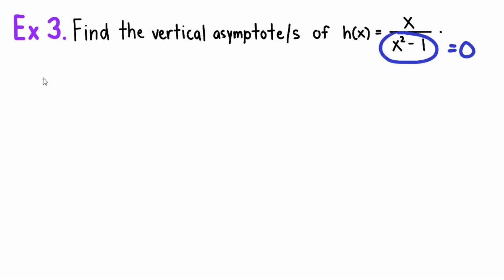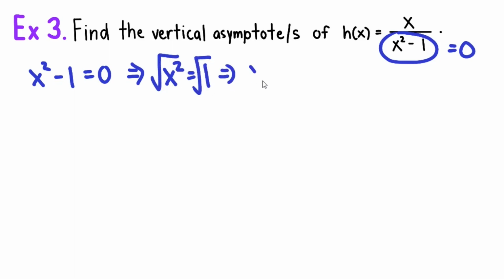So we'll have here x squared minus 1 equals 0. This will become x squared equals 1, get the square root of both sides, and we get x equals positive negative 1. So the vertical asymptotes are x equals positive negative 1. As simple as that. But since we are studying limits, or infinite limits to be exact, let's try to indeed show that this is true.